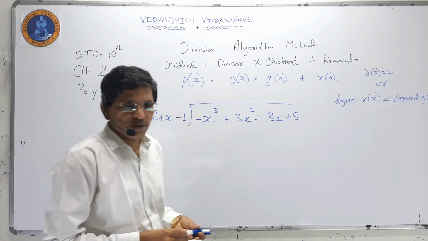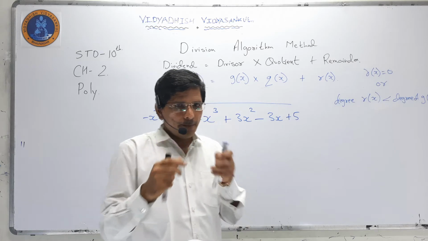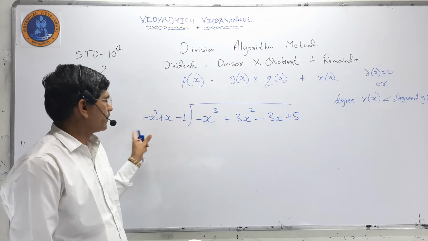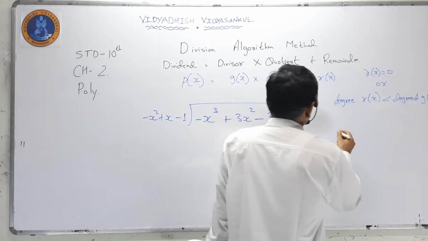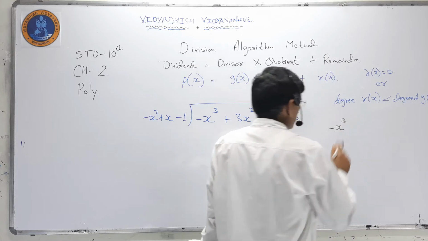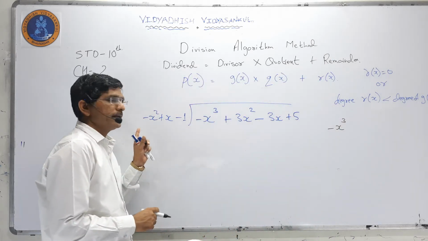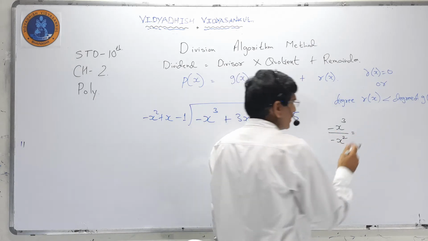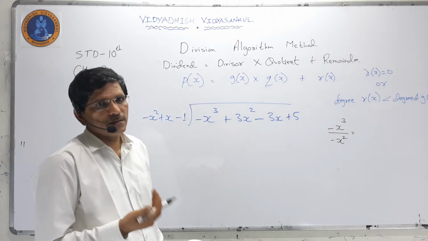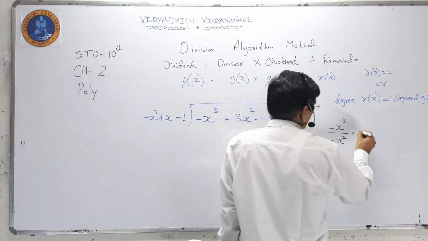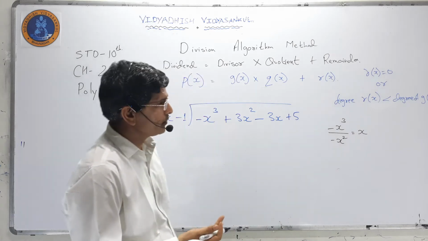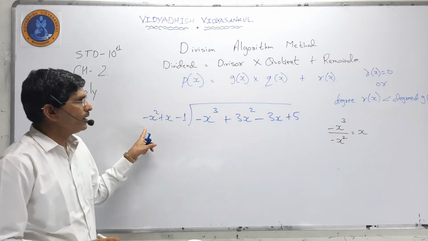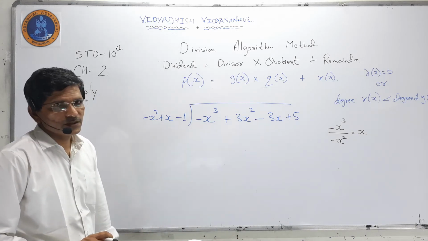Now I hope that we have already completed one sum. So what is the first step again? Monomial divided by monomial. So I have to do it here: minus x the power 3 divided by minus x square. What answer can we get? Plus x. So I have to write plus x. Now, those who don't know how to do multiplication, we have to write in bracket: minus x square plus x minus 1.